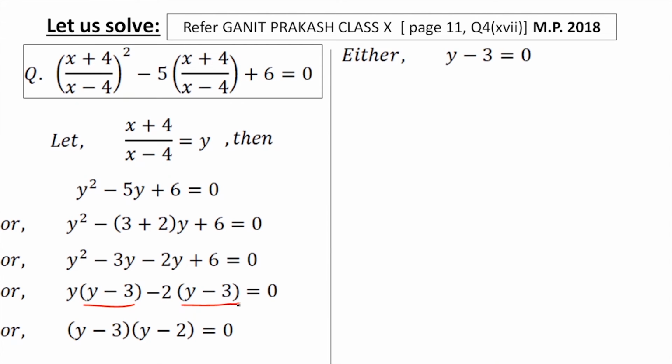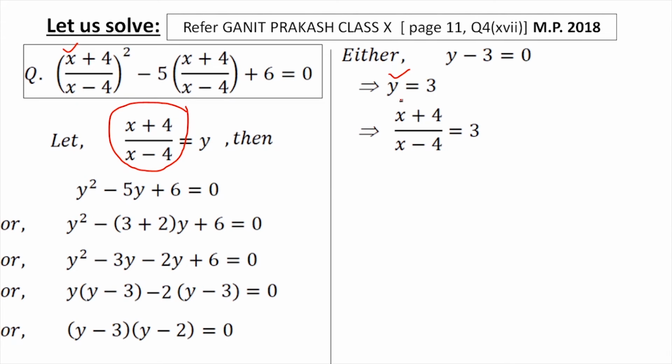So now we'll do either and or. So either y minus 3 is equal to 0, so this implies y equals 3, but this is not the answer. Okay, because here we are not supposed to find the value of y, but we are to solve and find the value of x. So y, what is y? y is x plus 4 divided by x minus 4. So we'll replace here the value of y, so it will give us x plus 4 divided by x minus 4 is equal to 3.